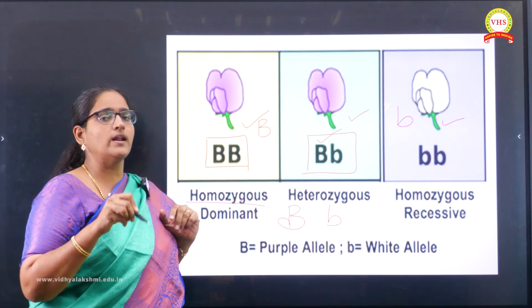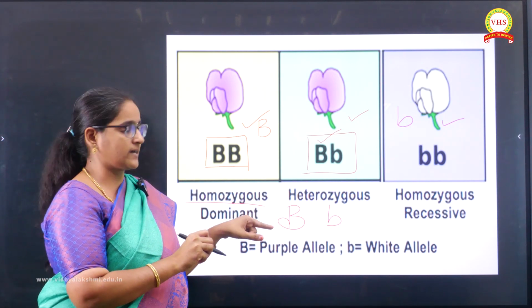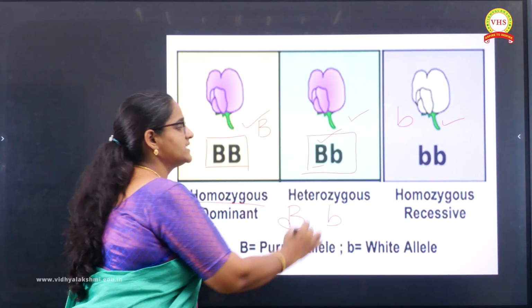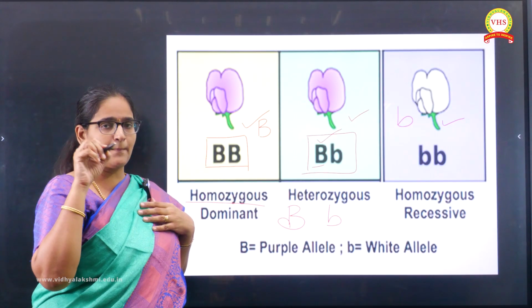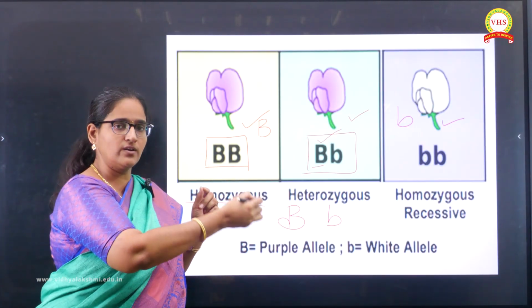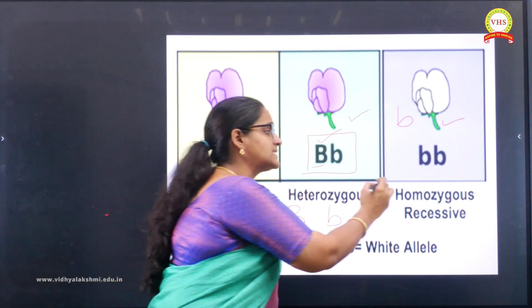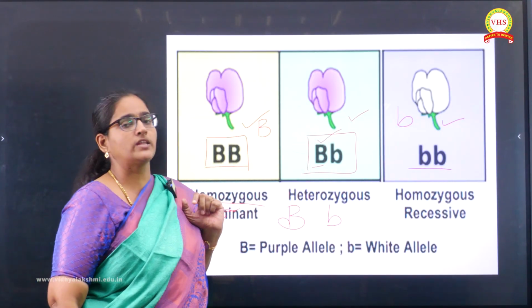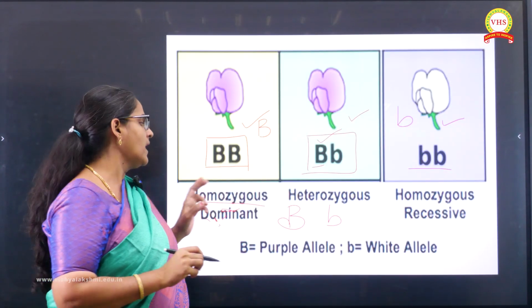Now, why do we call capital B dominant? For the expression of this particular character, the presence of one allele is sufficient. For example, if capital B, small b is there, only one capital B is present, then also the plant will express the particular character. For the expression of the recessive allele, unless both the alleles are recessive, that means both are small b, the recessive character will not be expressed.